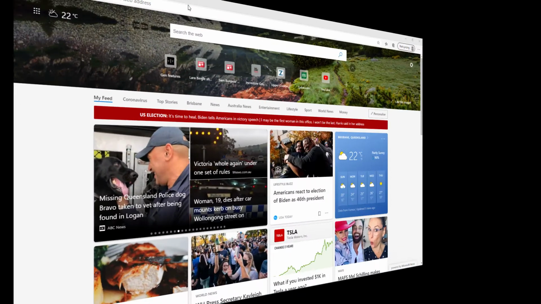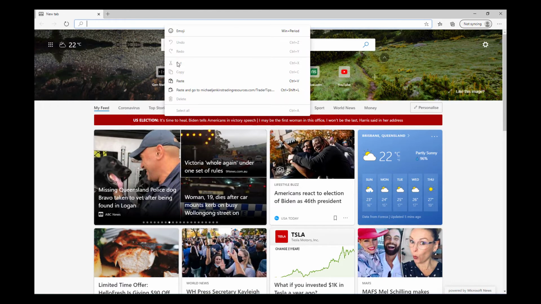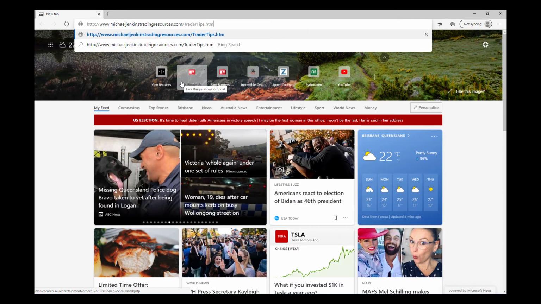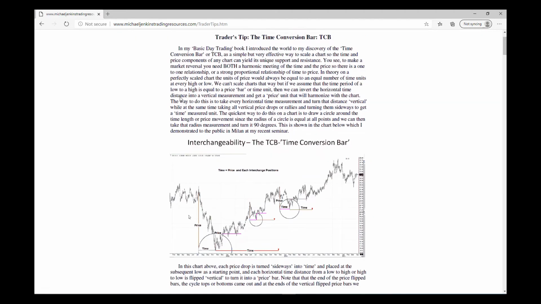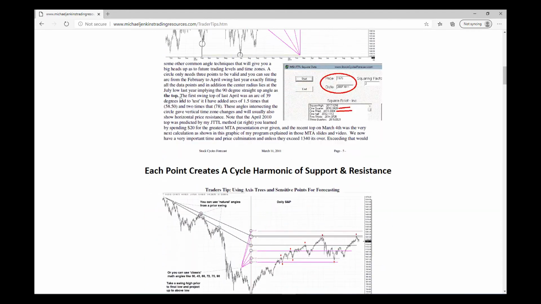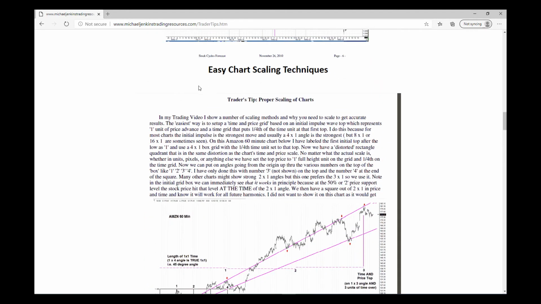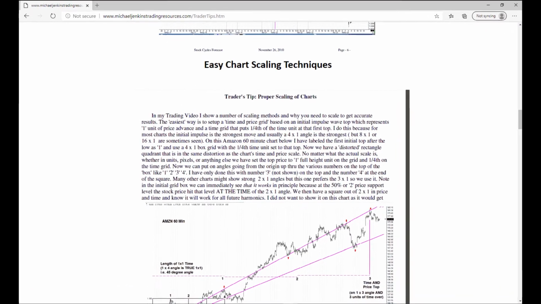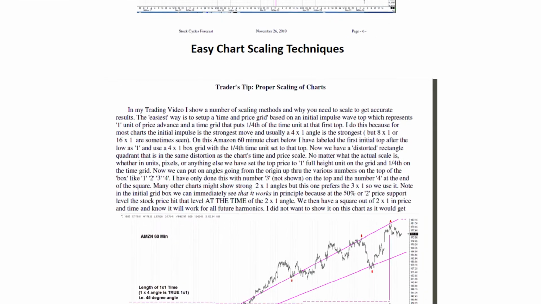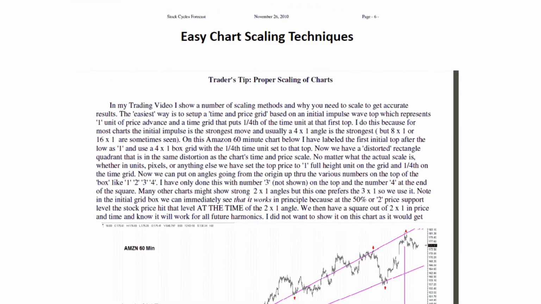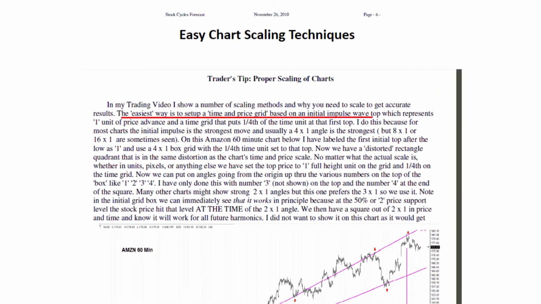So now let's look at how we scale to overcome these compression issues. So we are going to pick the apple right from the tree on this one and pull in the work of the very well published and recognized Gann educator Michael Jenkins and run through his easy chart scaling technique. You'll find this gem buried on his stock cycles forecast website, which I'll list in the link below. The easiest way, he writes, to scale to get accurate results is to set up a time and price grid on your charts.